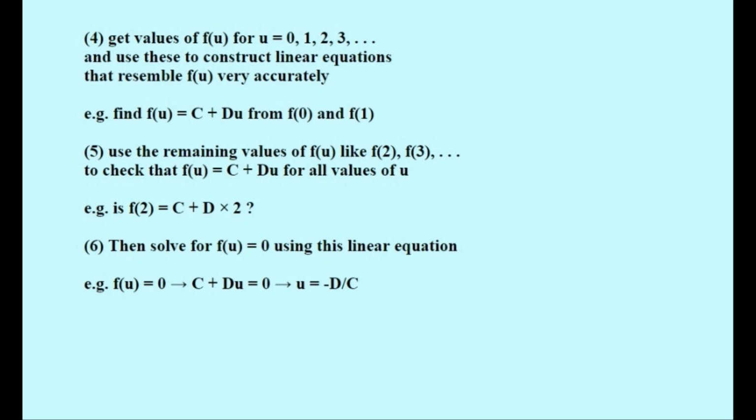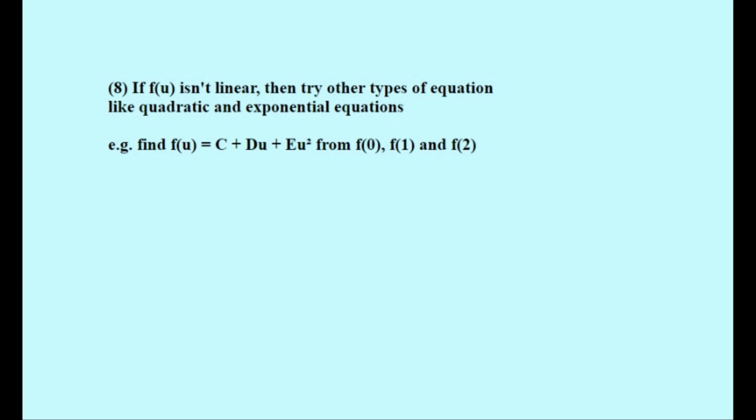The next step then is to solve this equation f(u) is equal to 0 using this linear function that we found. There's a compact formula for it here. Then this solution must be checked, so this value of u must be substituted into f to verify that it really is a solution. Then if f isn't linear, then try to use other types of equation, like quadratic equations and exponential equations and so on, and then try to solve for u for these.